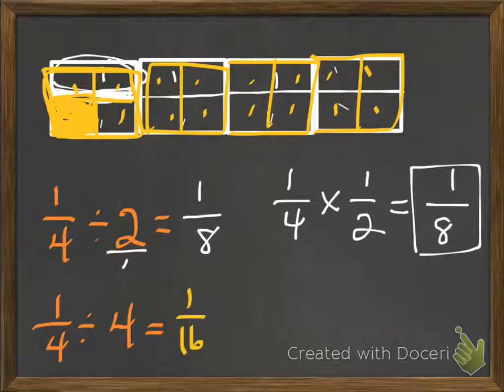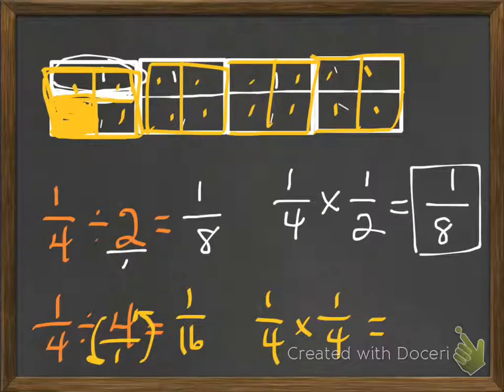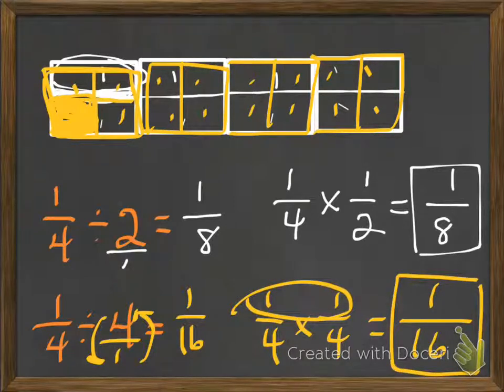See how that works with the math. 1/4 divided, so I'm going to change that to the inverse operation, multiplication, by 4. 4 is the same as 4 over 1, so I'm going to flip those around and get 1/4. Then I can multiply the numerators. 1 times 1 is 1. 4 times 4 is 16. So each piece is worth 1/16 of the whole.